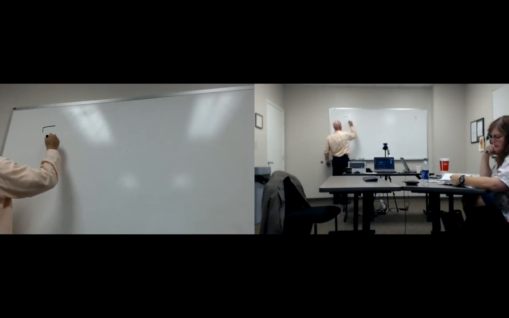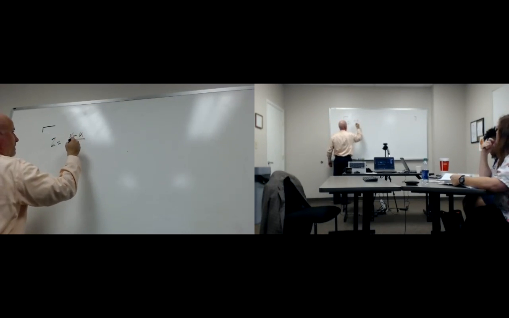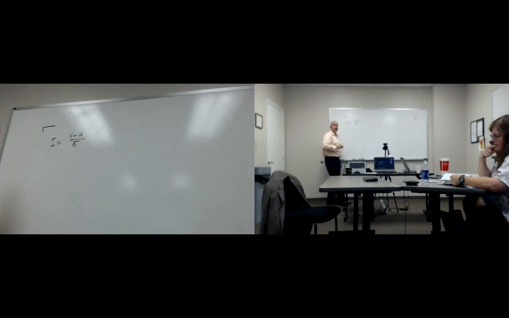Where's your example at? I think it's the one on page 218. That one. All right, so what was our formula for Z again? Z is X minus mu over the standard deviation. Okay.